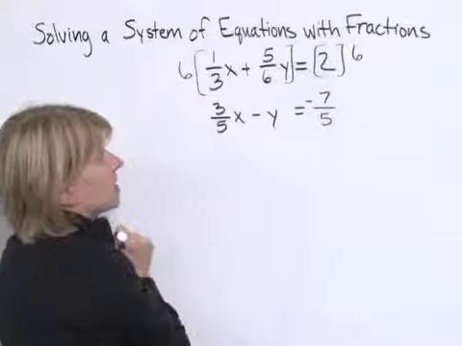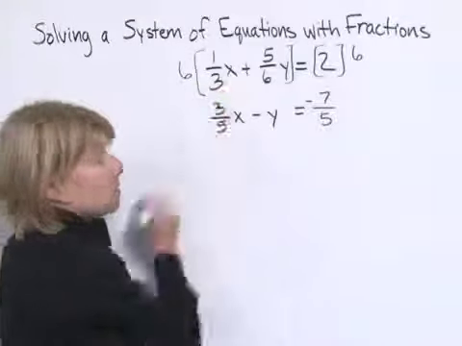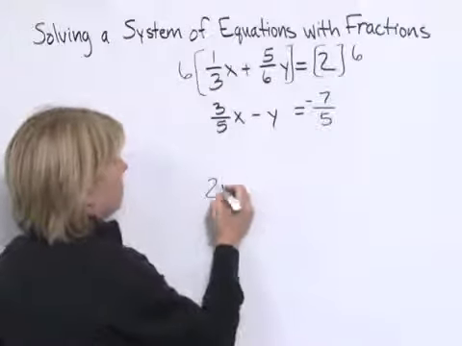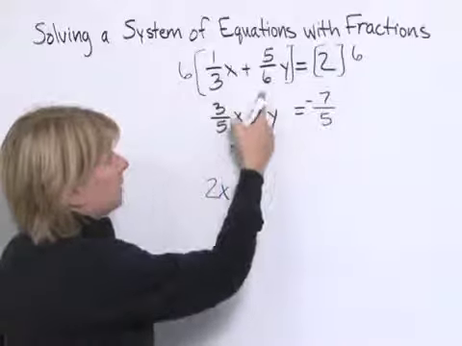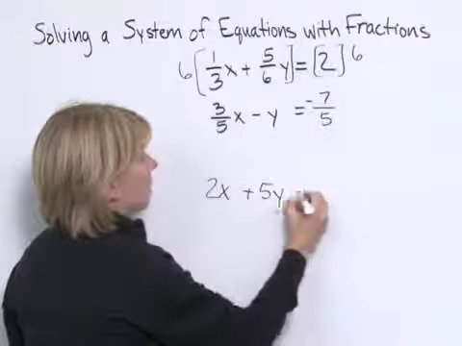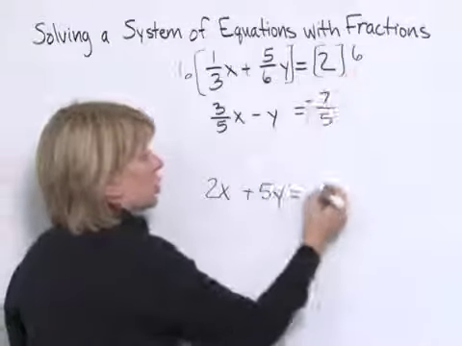And distributing the 6 on the left side, we'll get 6 times a third is 2. 6 times 5/6 is 5. And on the right, 2 times 6 is 12.